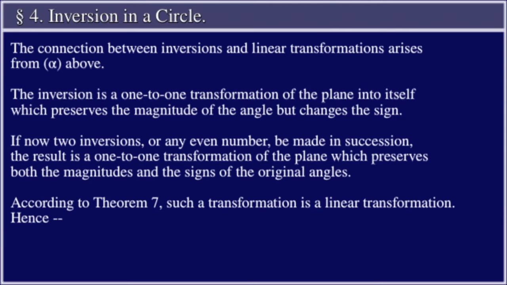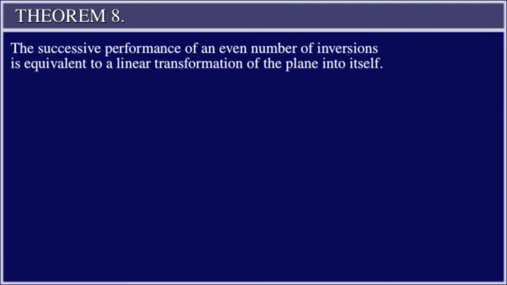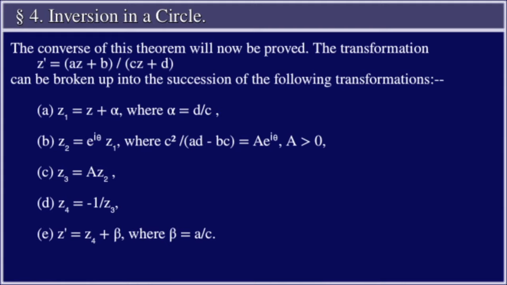The inversion is a one-to-one transformation of the plane into itself, which preserves the magnitude of the angle but changes the sign. If now two inversions, or any even number, be made in succession, the result is a one-to-one transformation of the plane which preserves both the magnitudes and the signs of the original angles. According to Theorem 7, such a transformation is a linear transformation. Hence, Theorem 8, the successive performance of an even number of inversions is equivalent to a linear transformation of the plane into itself. The converse of this theorem will now be proved.